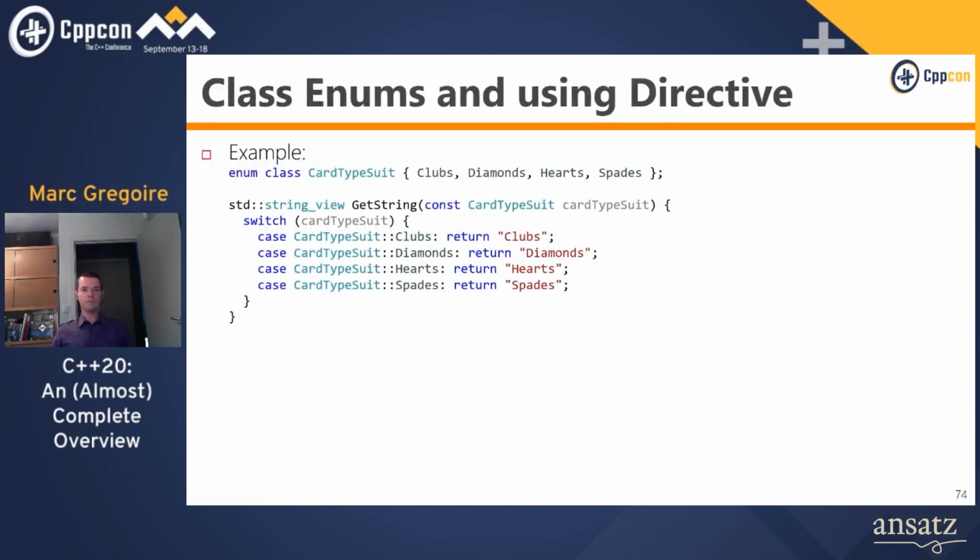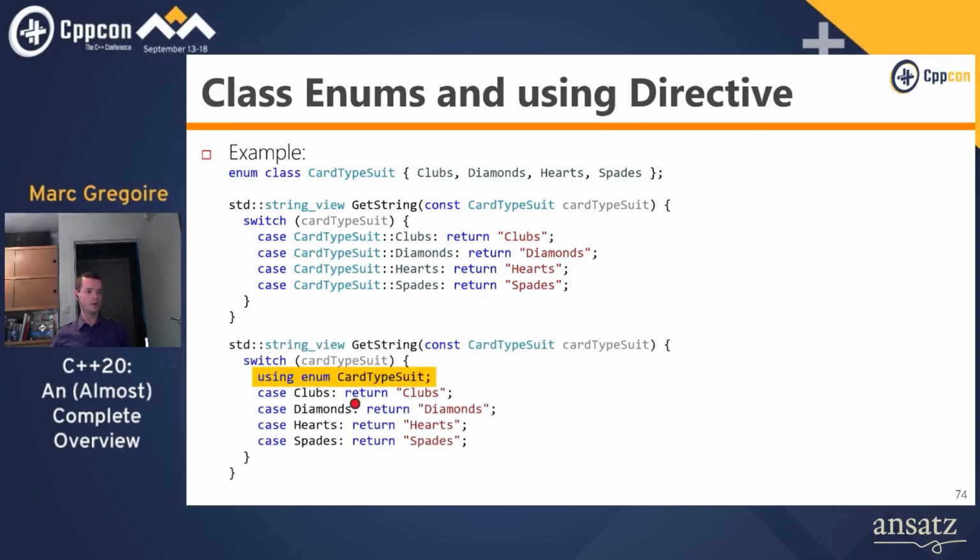Enum classes, well, the enum classes that have been introduced in C++11, they were strongly typed, and also you always have to specify the name of the enum class because the different values of the enum were not exported to the parent scope. And sometimes it is cumbersome. So now in C++20, you can use a using directive, using enum CardSuit, and then you don't have to specify these all the time.